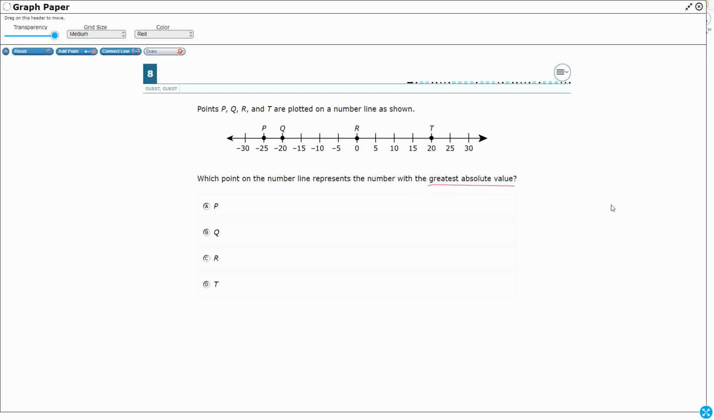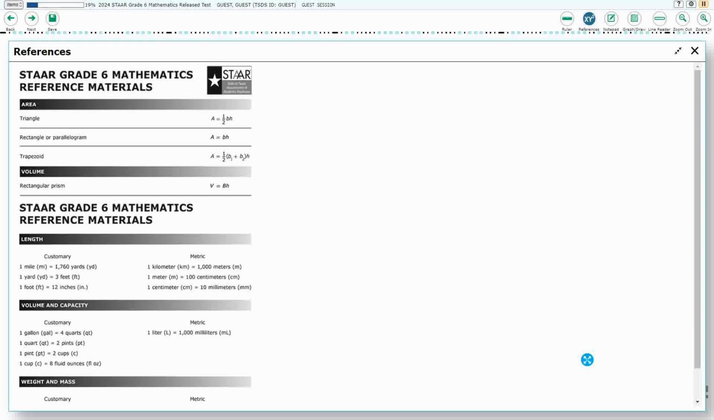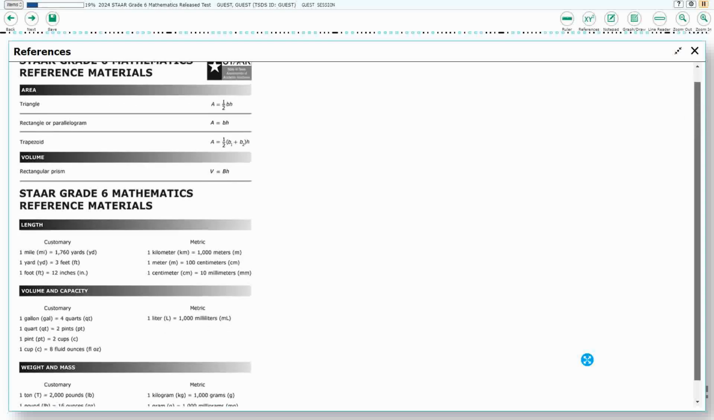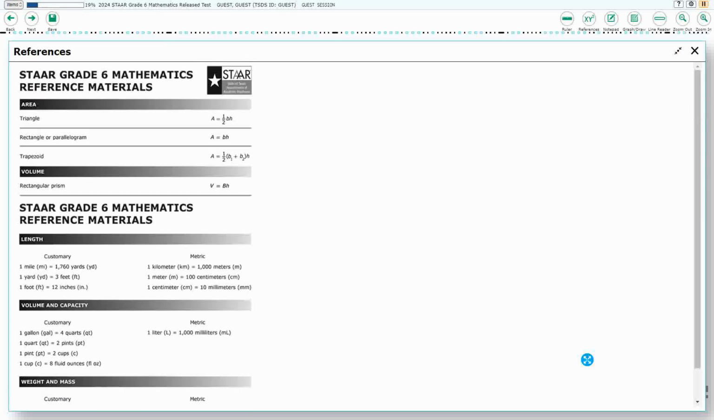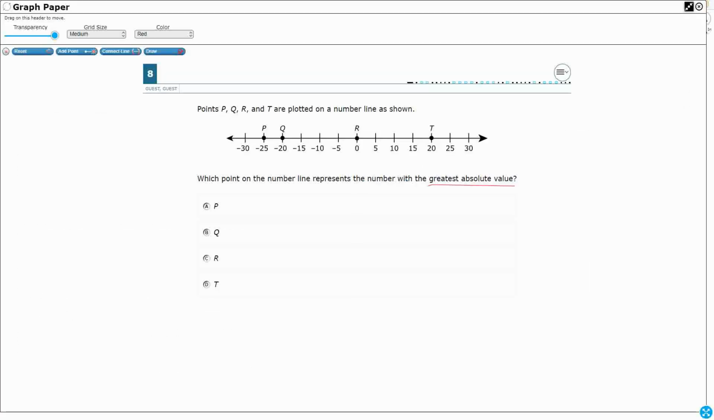All right, if we look at our reference materials, we are going to find nothing there that helps us with absolute value. So that is a vocabulary term we are going to need to come into the STAAR test with. So let's define this first. Absolute value. It's a pretty simple concept.